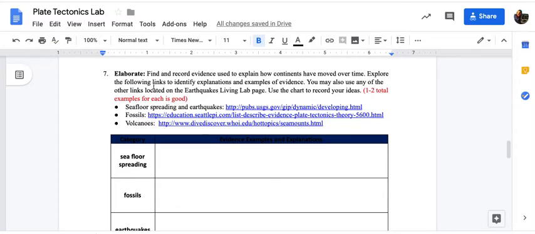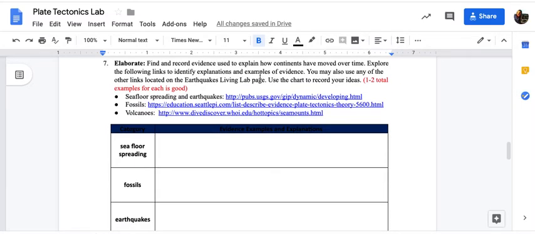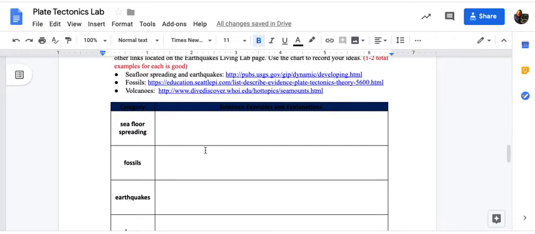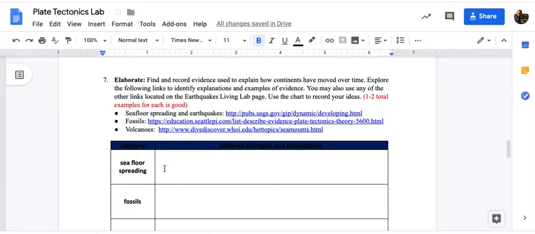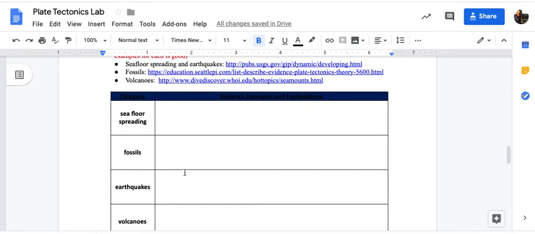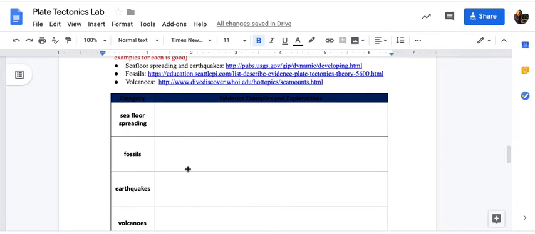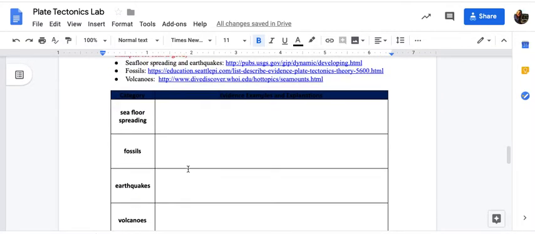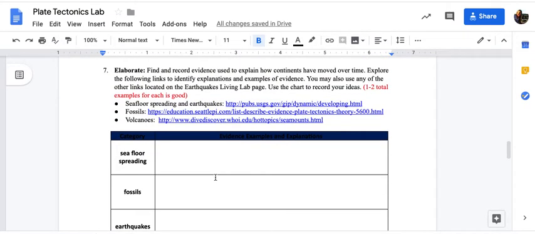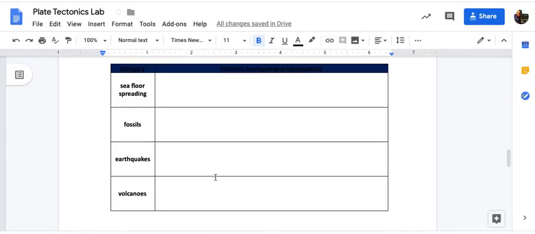Number 7 is find and record evidence used to explain how continents have moved over time. Explore the following links, and I gave you some links to look at how they've changed. So you're going to write 1 to 2 total examples for each of these, and that's good enough. So 1 to 2 examples of seafloor spreading, of how fossils have supported the theory of plate tectonics, how earthquakes support that theory, and how volcanoes support that.